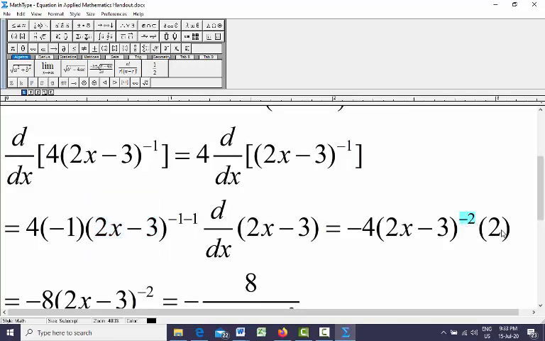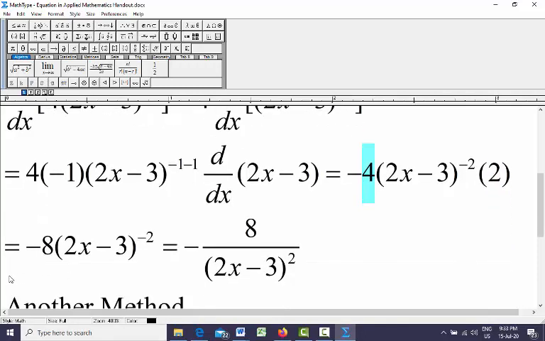Now as you can see, this 2 is an isolated number, and also this 4 is an isolated number. All of these are in multiplication. So we can multiply this 2 with this 4. 4 multiplied by 2 is equal to 8. So we have minus 8, (2x minus 3) to the power minus 2.